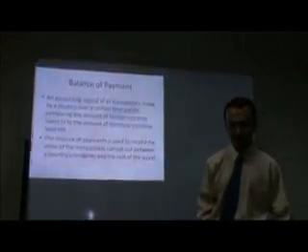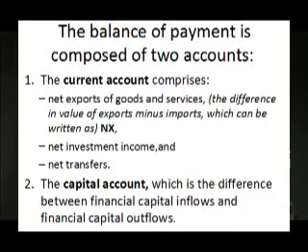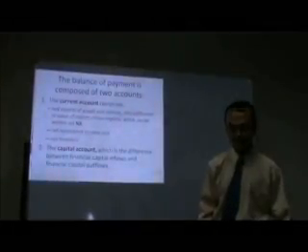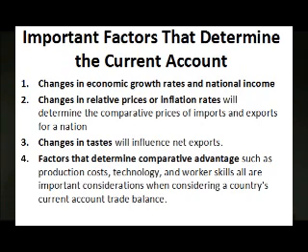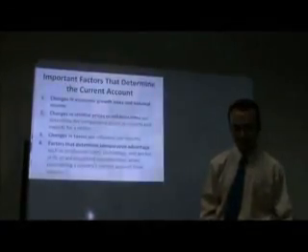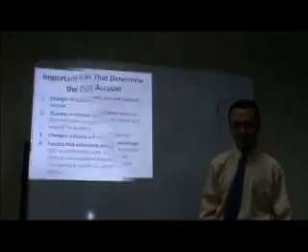The balance of payment is composed of two accounts: first, the current account, and second, the capital account. The important factors that determine the current account: first, change in economic growth rates and national income. Second, change in relative prices or inflation rates. Third, change in taste. And fourth, factors that determine comparative advantage.